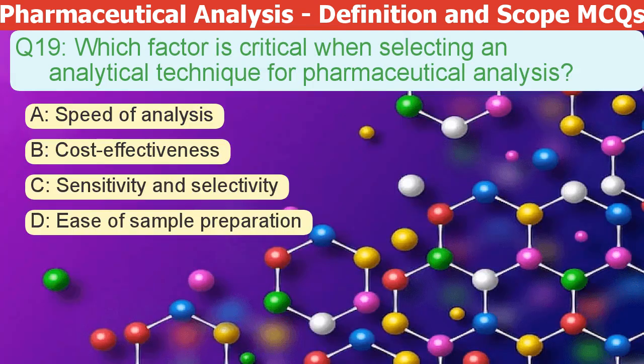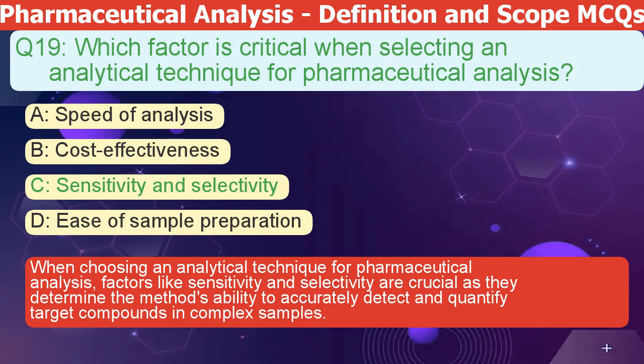Which factor is critical when selecting an analytical technique for pharmaceutical analysis? A. Speed of analysis. B. Cost effectiveness. C. Sensitivity and selectivity. D. Ease of sample preparation. The correct answer is C. When choosing an analytical technique for pharmaceutical analysis, factors like sensitivity and selectivity are crucial as they determine the method's ability to accurately detect and quantify target compounds in complex samples.